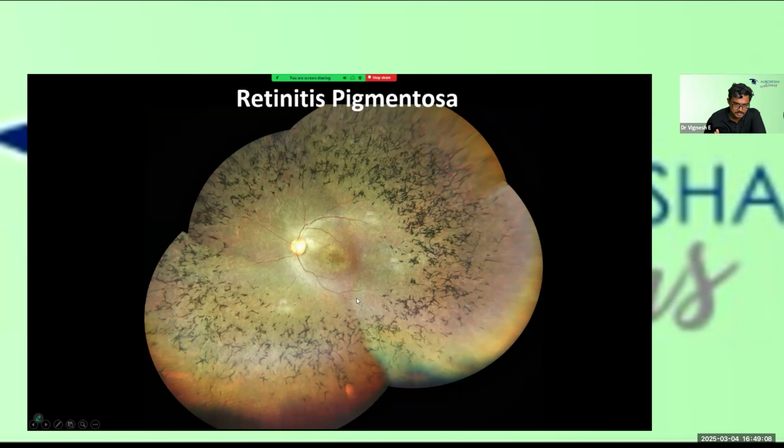So seeing this triad of optic disc pallor, arteriolar attenuation, and bony spicules, and if the patient is again complaining of defective vision at night, you can reasonably confidently make a diagnosis of retinitis pigmentosa.